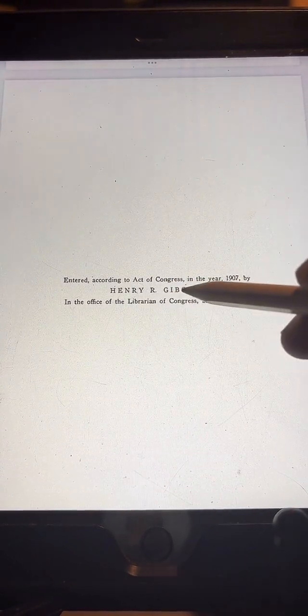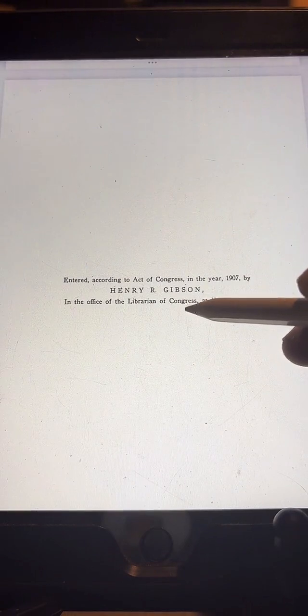Now. Entered according to the Act of Congress in the year of 1907 by Henry R. Gibson in the office of the Librarian of Congress at Washington. Okay, this is a real thing.